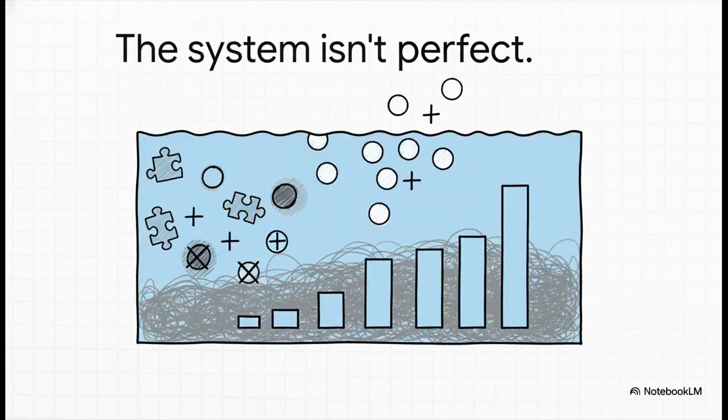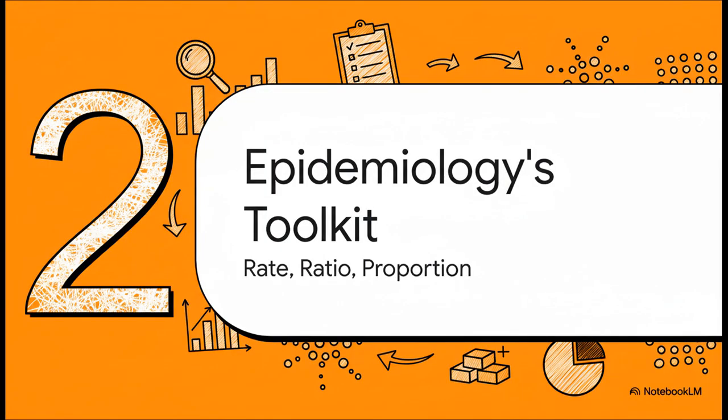Of course not. Sometimes deaths just don't get reported, or maybe the cause of death isn't identified correctly. This can leave gaps in the data, which is a huge challenge for officials who are just trying to get the clearest picture possible. Okay, so we know why we count. Now let's get into the how.